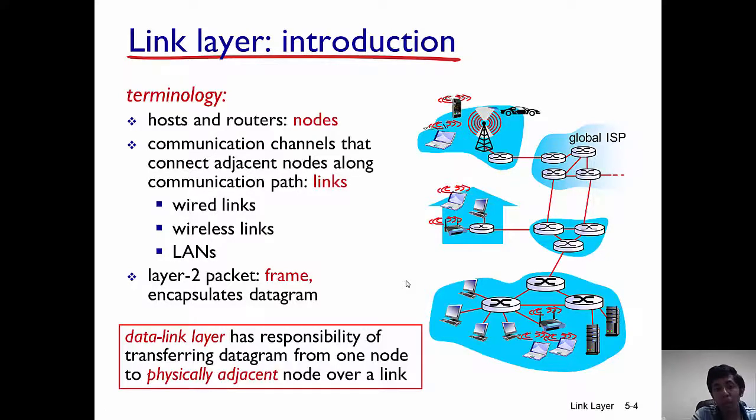Now, the layer 2 packet is called a frame, and it encapsulates a layer 3 packet, or an IP packet, or a datagram to be more precise. So if I want to give you a one-line definition of what the link layer does, the link layer's responsibility is to transfer a datagram from one node to the physically adjacent node over the link. So for example, here these two routers are connected by a wired link, and the responsibility of the data link layer is to transfer data from this node out here to this node here. So that is the function of the link layer.